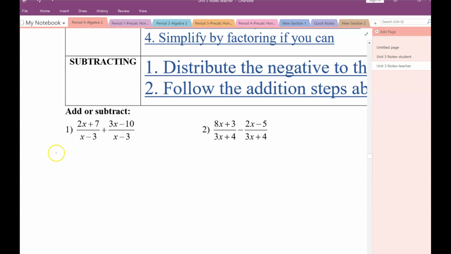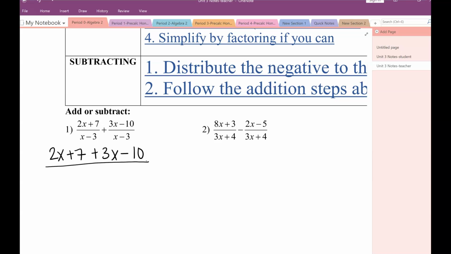Okay. So we go 2x plus 7 plus 3x minus 10. So I'm writing the numerators together. And no, you don't have to do it my way. Guys, if you already know how to do these, go ahead and just go all the way and then just box it to find the answer.